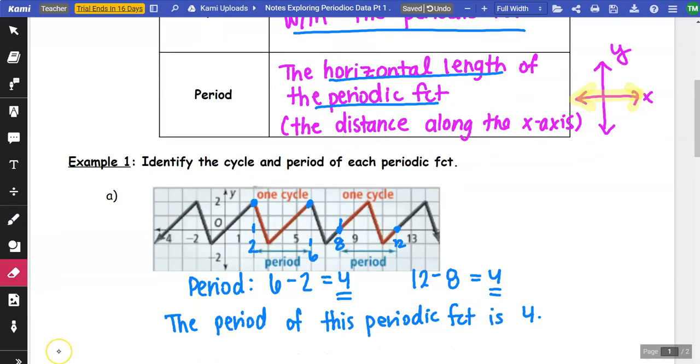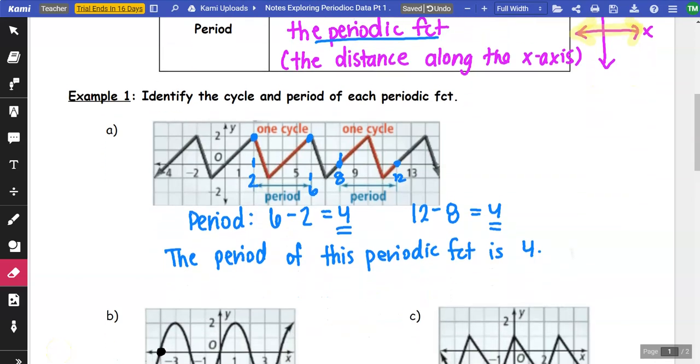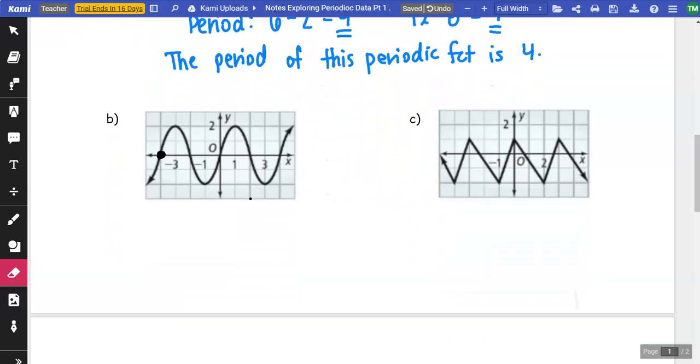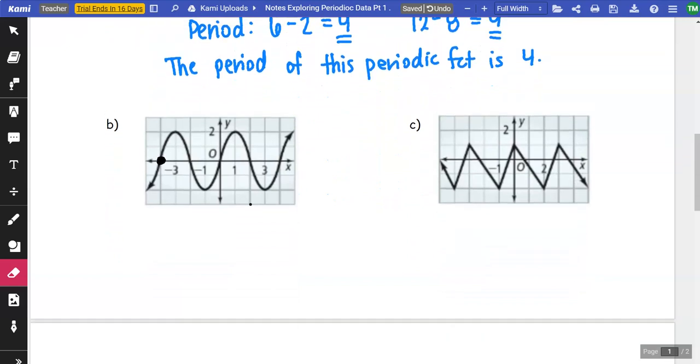I'll be right back. All right, let's go ahead and apply this to a second example. So in example 1, part B, we see this little graph here, and we're going to see if this is in fact a periodic function. So what I want to look at first are cycles that repeat themselves. So a pattern that keeps repeating within this function.